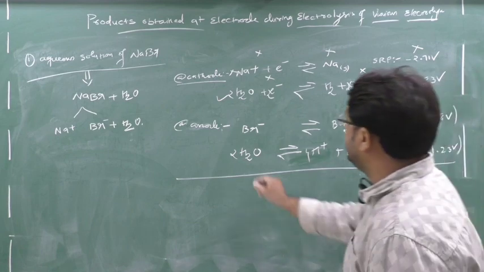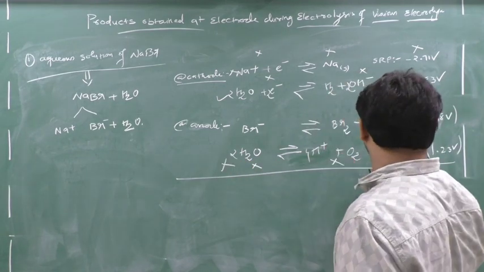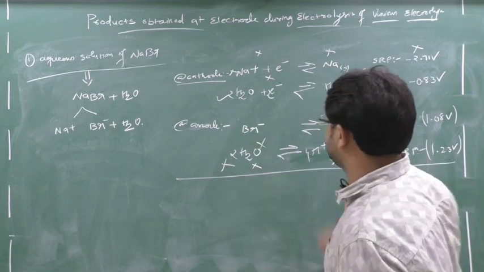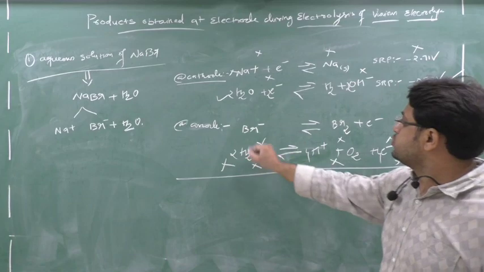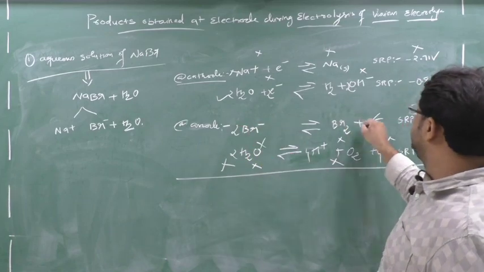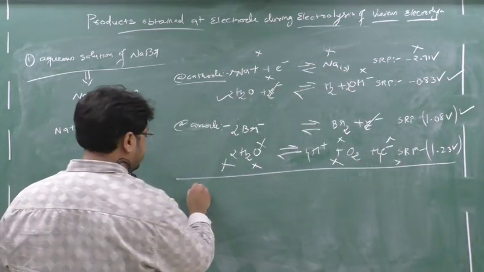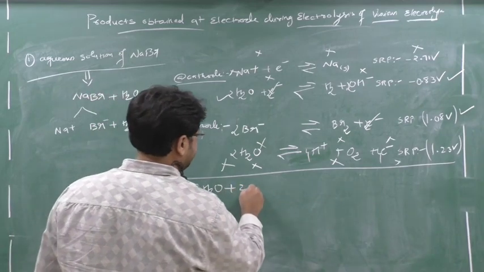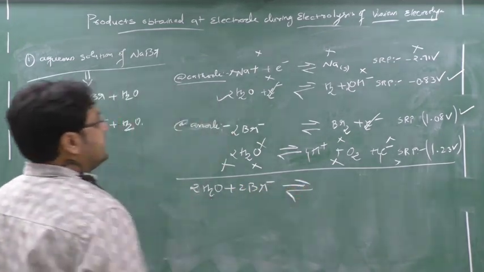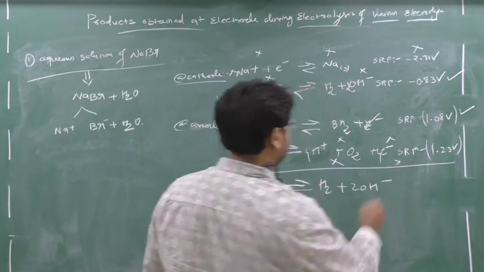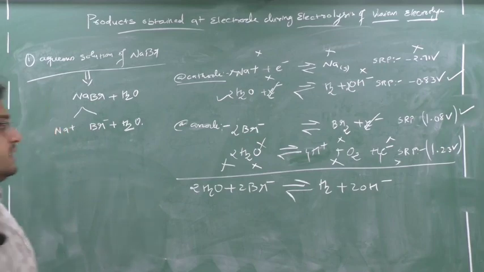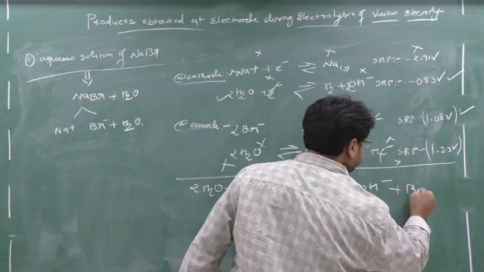So this reaction will not occur here. Which reaction will occur? This reaction will occur. So this reaction will occur at anode and this reaction will occur at cathode. Now combine the reaction. Here how many electrons are there? 2. So here 2, here also 2, so 2 electrons get cancelled. So the answer will be 2H2O plus 2Br minus. Clear? What will we obtain? We will obtain H2 plus 2OH minus, and here we will obtain Br2.